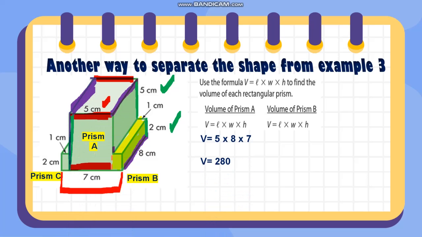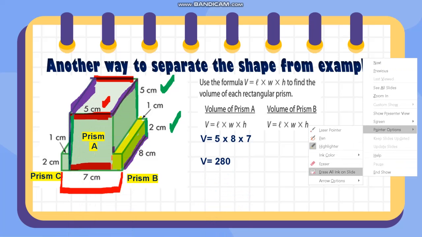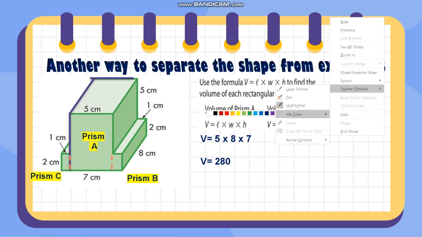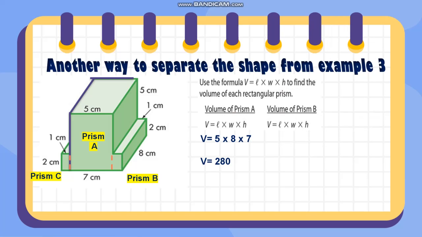Now, what is the volume of prism B? Prism B is this. So your length is from here up to here only. Your width is this until there, and this is your height. So your length is the same on this, which is equivalent to 1, and your width is 8 and your height is 2. So 1 multiplied by 8 multiplied by 2, that is equivalent to 16.